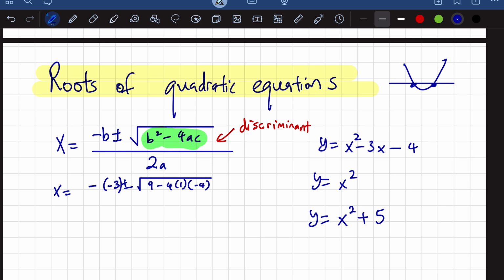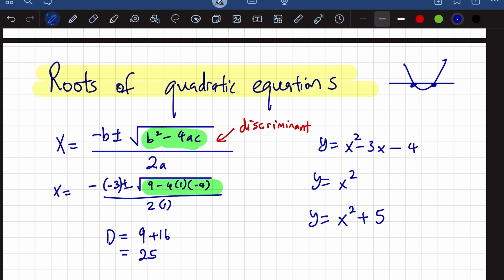Now, let's try to solve one of these examples. You look at the first example, y equals x squared minus 3x minus 4. Let's solve it using the quadratic formula. And what you will notice is that inside the square root, my discriminant is 9 minus 4 times minus 4. Let's work that out. 9 plus 16, and it is 25.